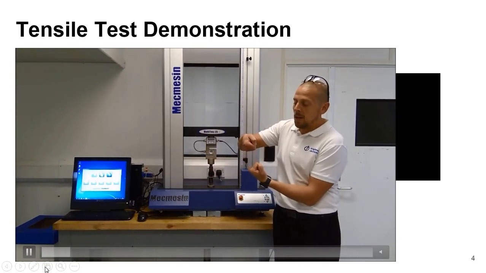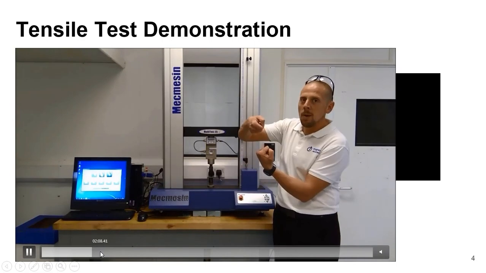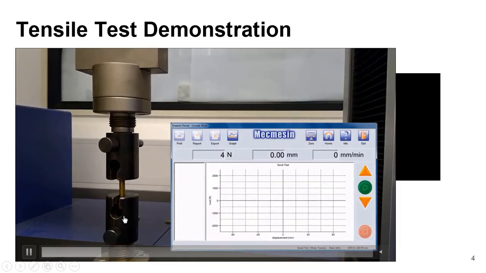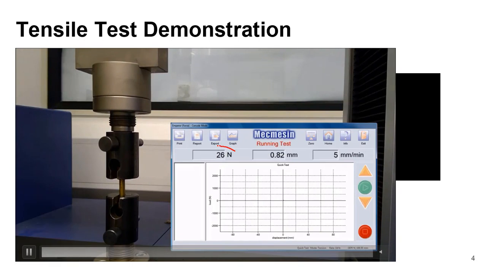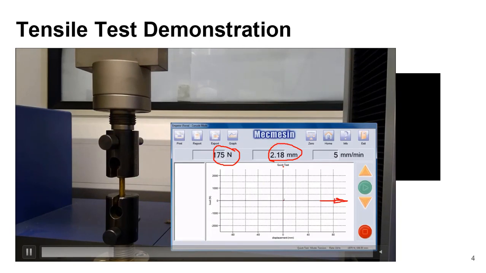You can see how the sample is held between the grips, and this is a brass sample, and you can see that gradually the load is increasing. As you can see, the load in Newton is gradually increasing, and here you see the deformation along the axis, that is in millimeter. In this graph, along the x-axis it is the deformation, and along the y-axis it is the tensile load that is applied.